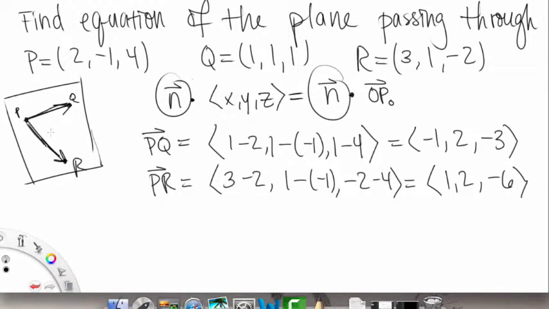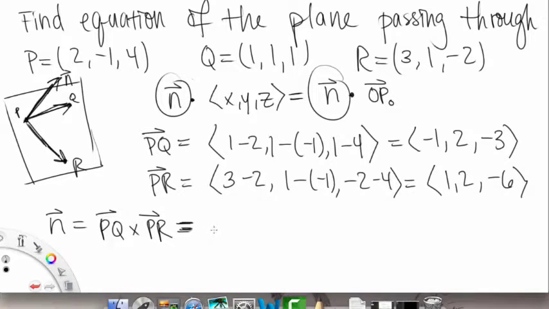Alright, so here we found these 2 vectors in the plane, and now what we have to do to find our normal vector is cross these 2 vectors. Because taking the cross product produces a vector that is perpendicular, also known as orthogonal, to both of the original ones. So that's what we want to find, this normal vector that sticks out of the plane perpendicularly.